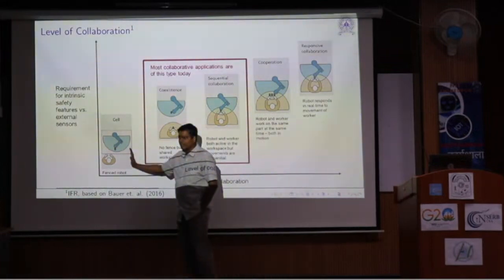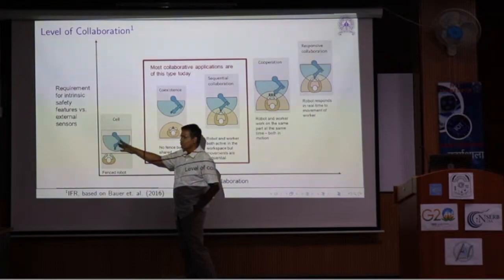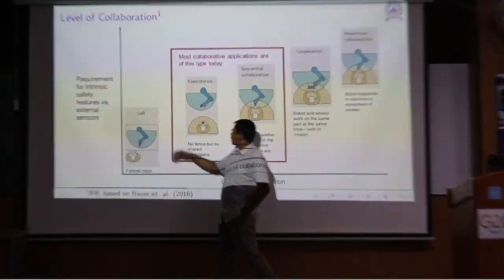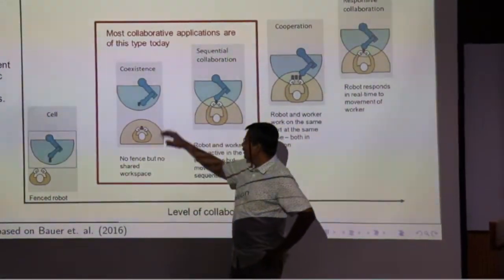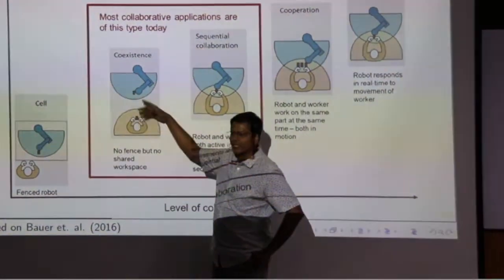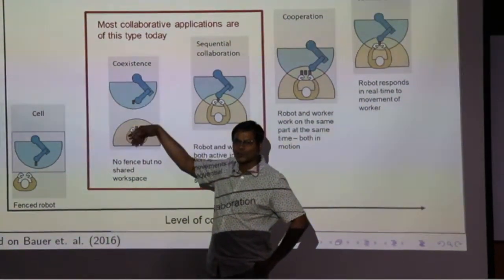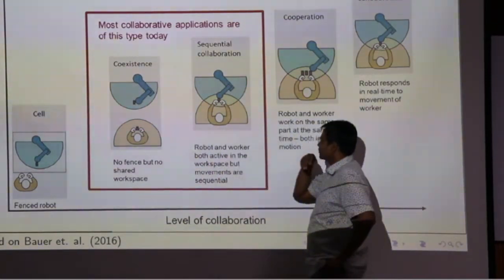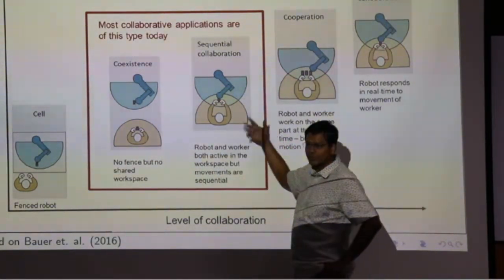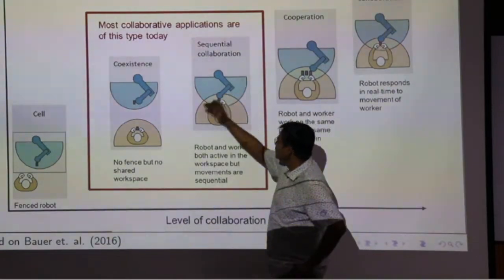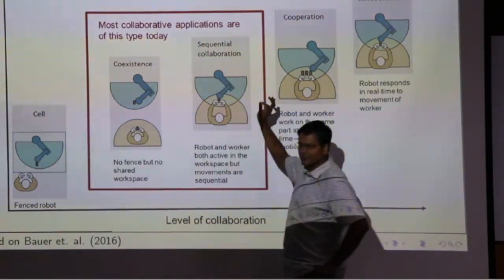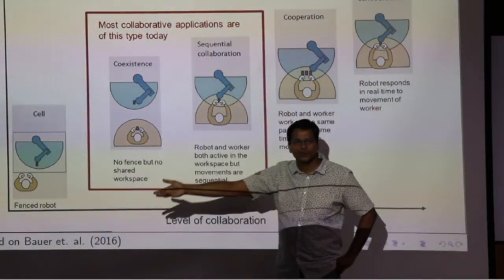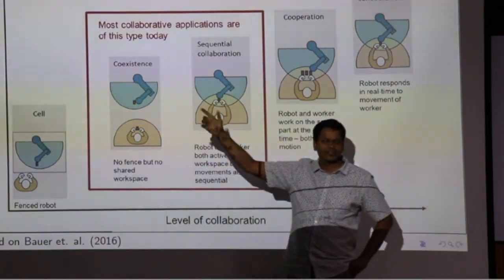This was your earlier robot, where the human is outside and the robot is inside doing its job. Here there is no fence, but there is no overlapping workspace either. Both of them can work simultaneously. Over here, you have sequential collaboration, but there is some overlapping workspace. You can give a part to the robot, and it can take it first.